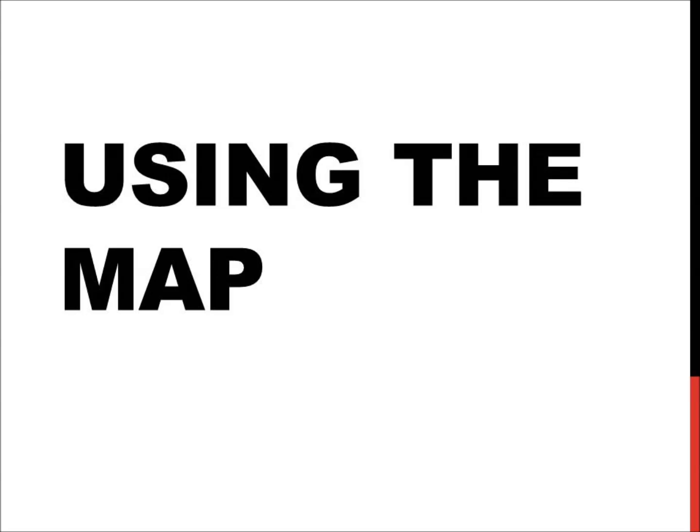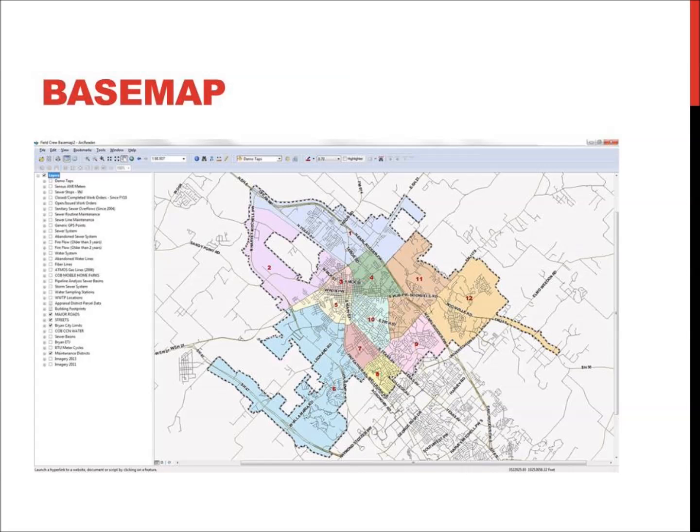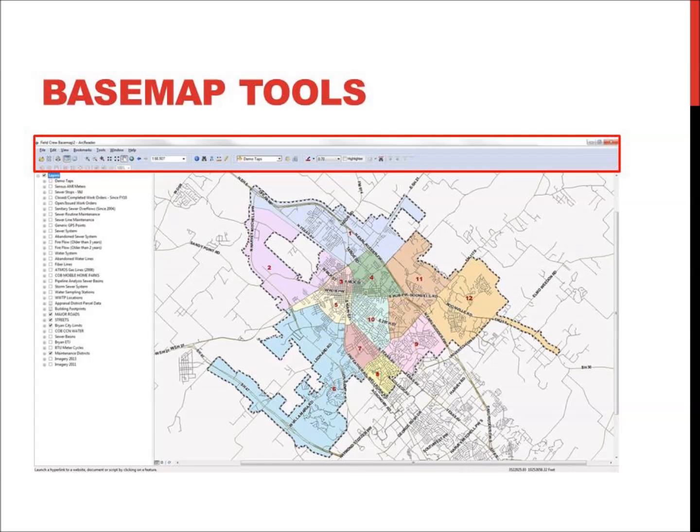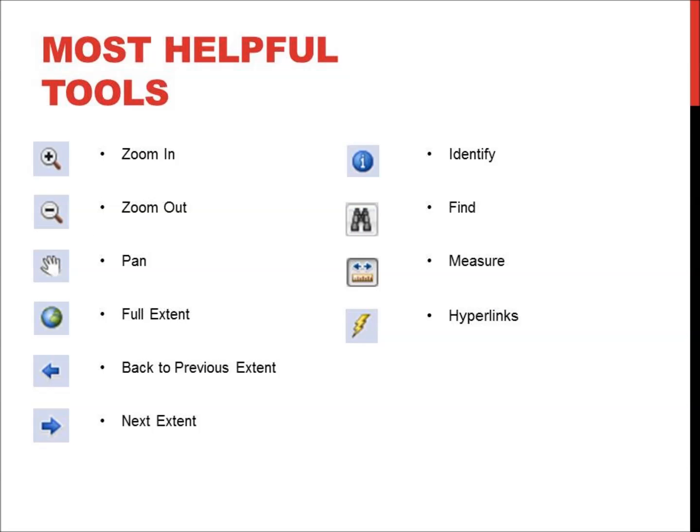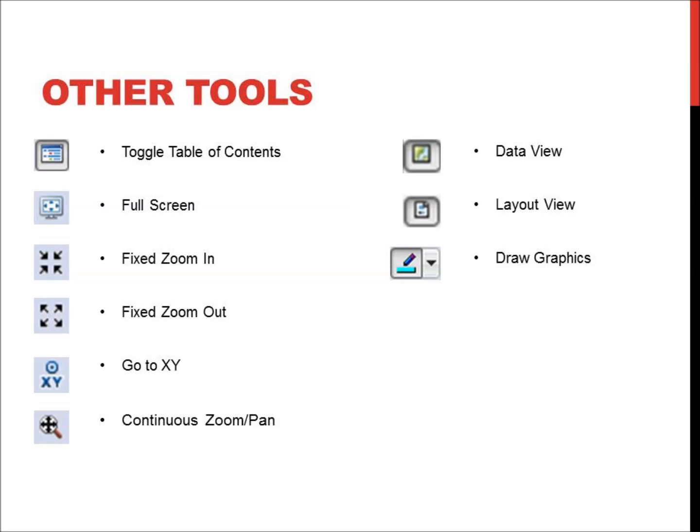This is a tutorial on how to use tools in an ArcReader map. The base map will be zoomed out when it is opened. At the top you will find tools to navigate and interact with the data. The most helpful tools allow for zooming, panning, changing the extent of the map, identifying and finding the data features on the map, measuring distances on the map, and interacting with hyperlinks.